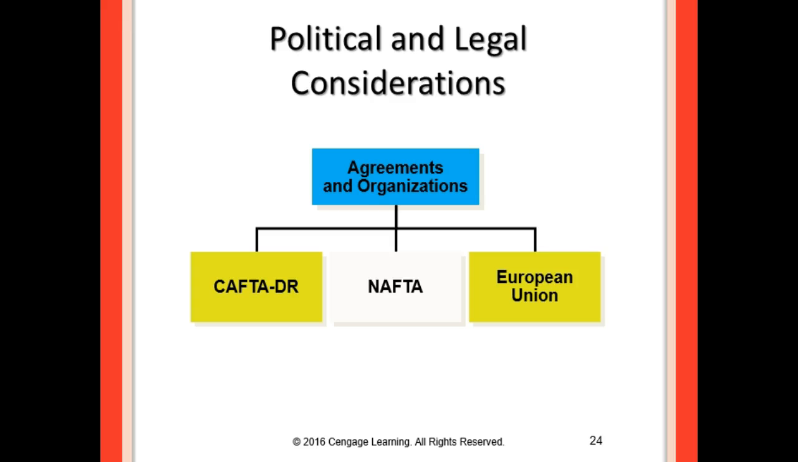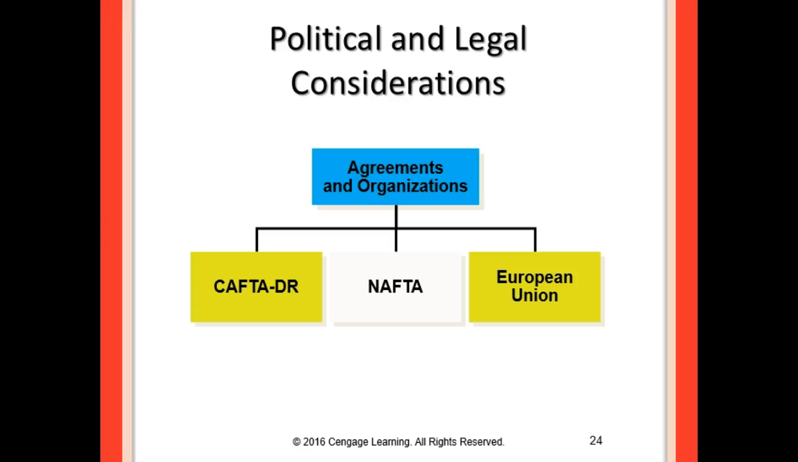NAFTA is the North American Free Trade Agreement, and this was 1993, and this created the world's largest free trade zone. It includes Canada, United States, and Mexico. And the main impact was opening up of the Mexican markets to the United States companies. Right. And then you have the European Union, the EU, as it's often called.